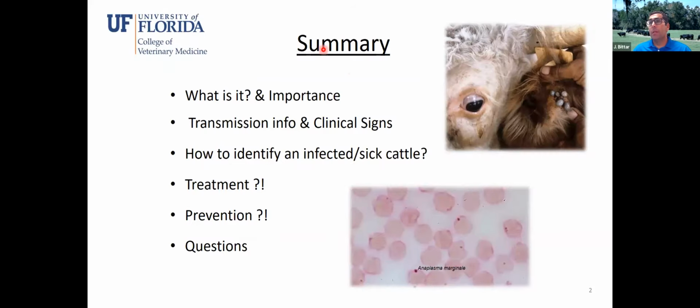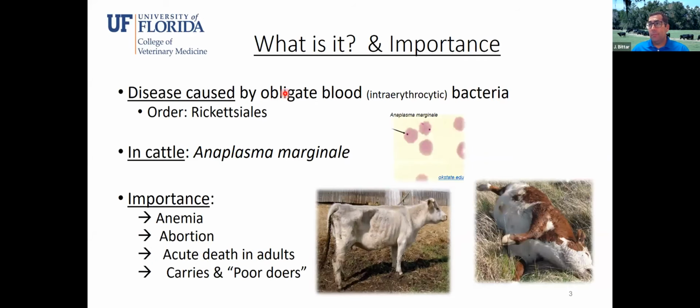So what we're going to talk about today, in summary, is what the disease is and why we care about it, how anaplasmosis is transmitted, how to identify an infected animal, and then how to treat and prevent it, and then hopefully we're going to have time for questions. So what is it, and why do we care?